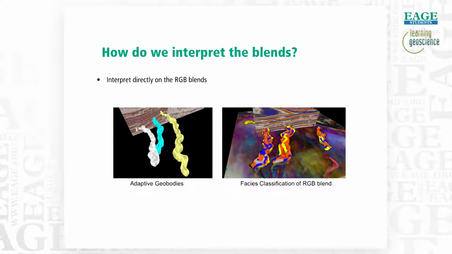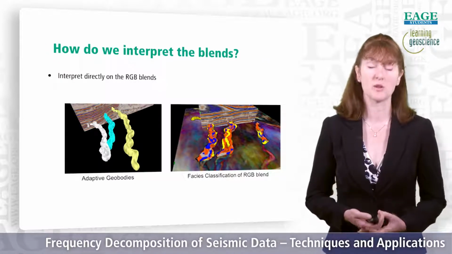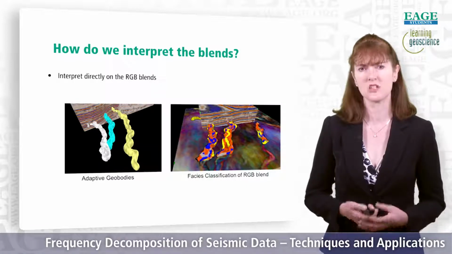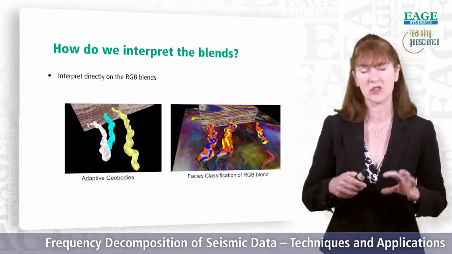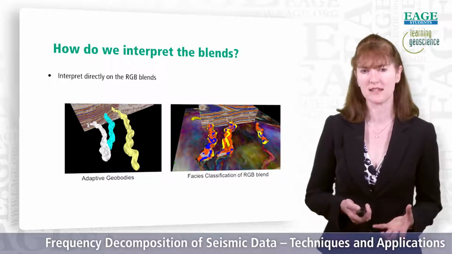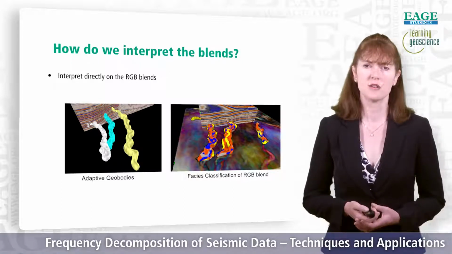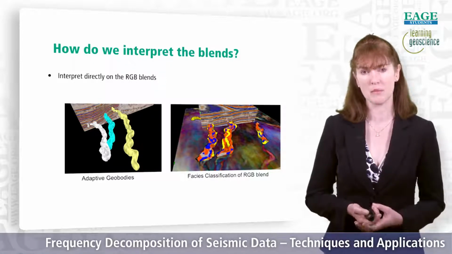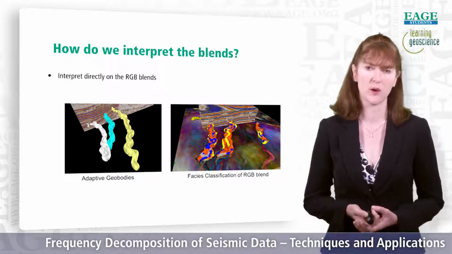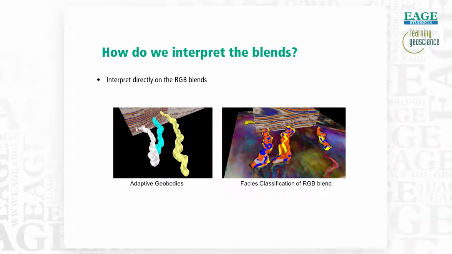But it's important that we don't just look at the RGB blends and leave it there. There are tools available that allow us to interpret directly on the RGB blend, to extract out adaptive geobodies that show us the morphology, so we can get a 3D interpreted object of those channel features. From that we can get volumetrics. We can also do facies classifications directly on the RGB blend, so we can start to interrogate the geophysics a bit more, look at the variability of the classes, the variability of the frequency response, and start pulling out the individual facies based on the seismic response.